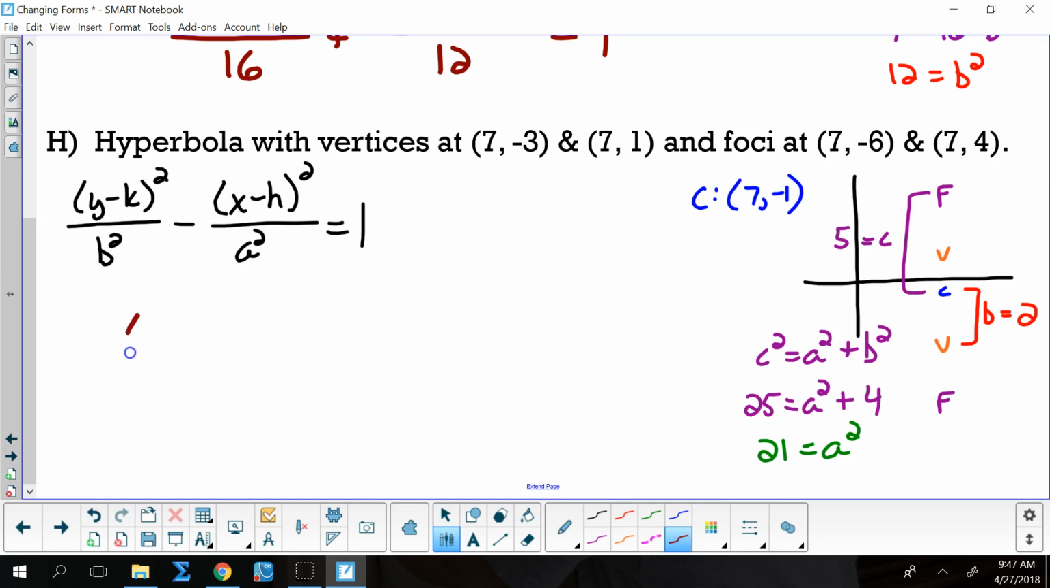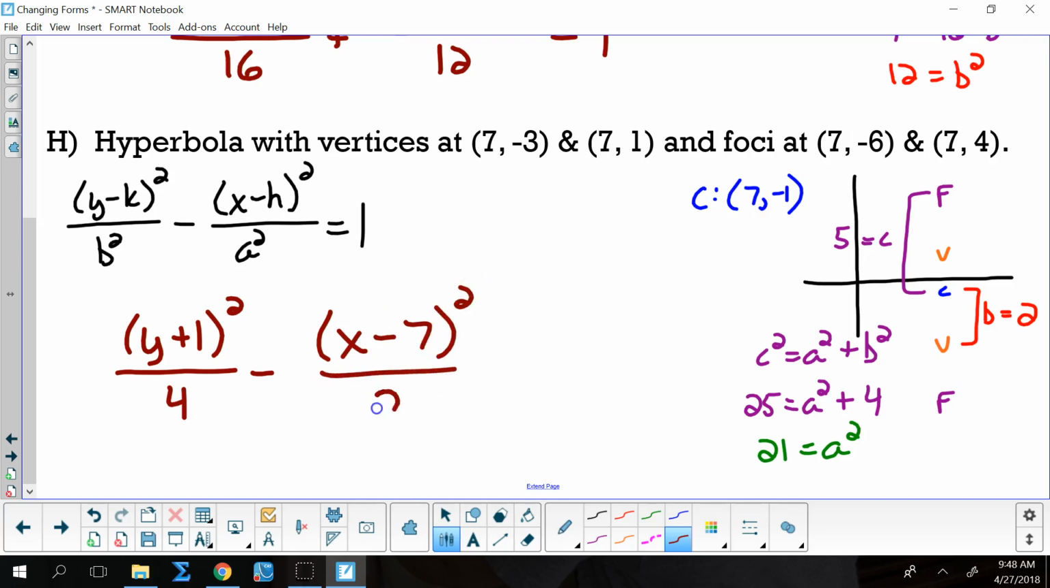So that's going to be y minus negative 1, all over 4, minus x minus 7, quantity squared, all over 21, equals 1. Okay?